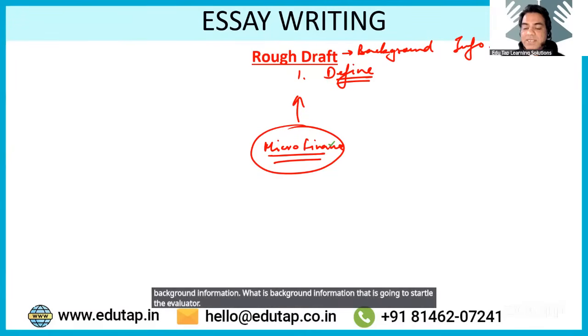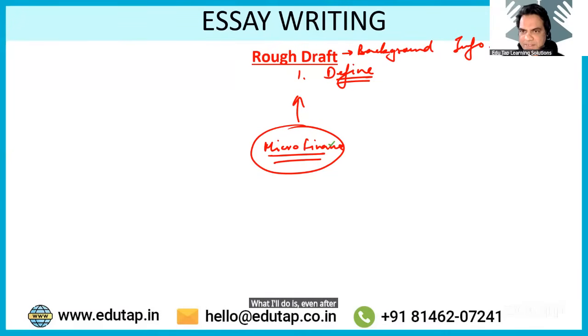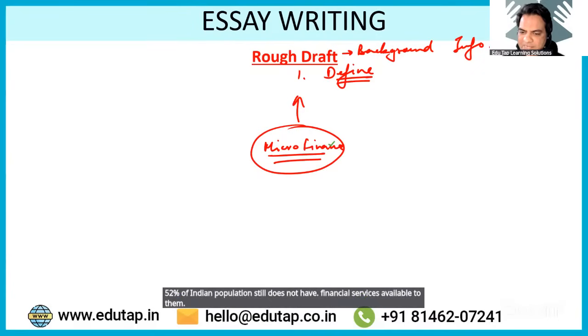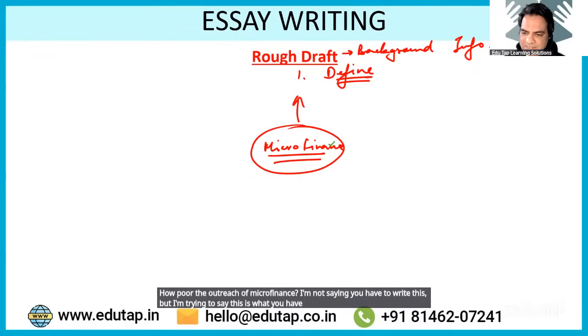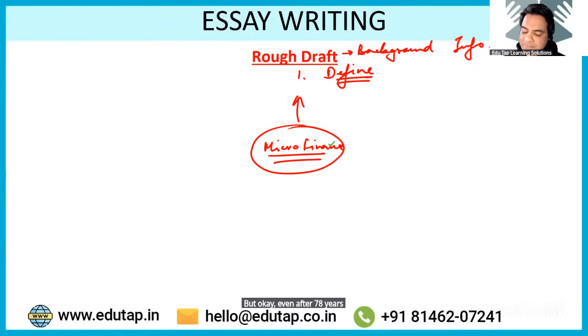What I'll do is, even after 78 years of independence, more than 52% of the Indian population still does not have financial services available to them. Only 48% of the people in India have a savings account, right? And that shows how poor the outreach of microfinance is. I'm not saying you have to write this, but this is what you have to convey with the facts. That even after 78 years, a huge percentage of the Indian population does not have a direct link to financial services in the country.